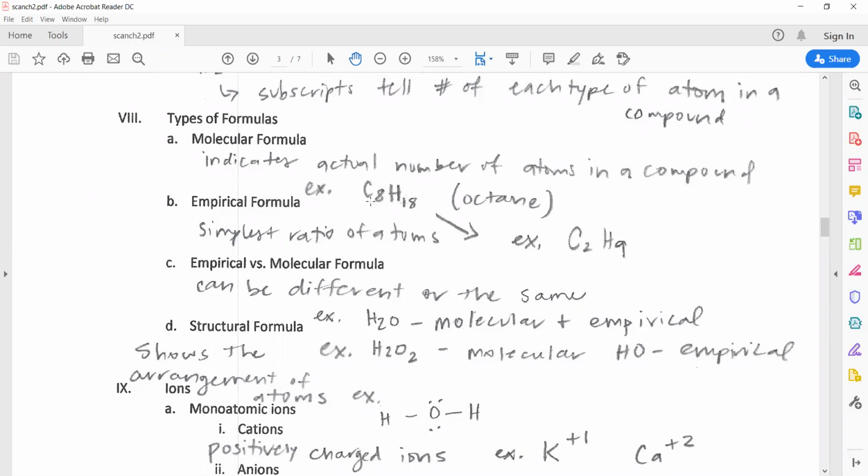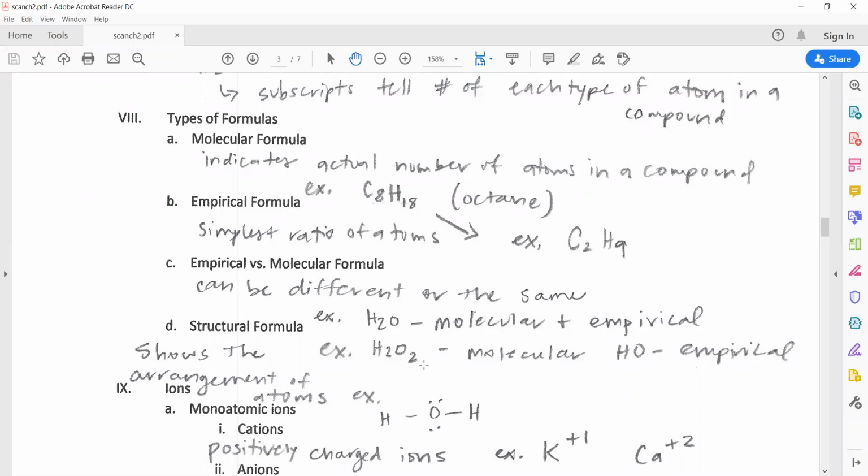So do you see that you could take C8H18 and simplify? Because 8 and 18 can both be divided by 2. So you could get C4H9. That's called the empirical formula because it is the simplest ratio of that compound. The molecular and empirical can be the same and they can be different. For example, water. Water actually exists as H2O. That is the simplest ratio, 2 to 1. So that's both the molecular and the empirical formula for water.